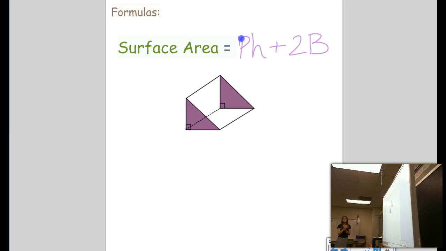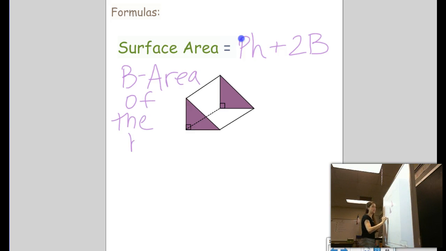Now, wait, let me define what B is. Capital B is the most important variable of this whole unit. What do you think capital B stands for? But more importantly, not just base. The perimeter of the base? Not the perimeter of the base, it's not P. Area of the base? Area of the base. Capital B stands for area of the base.